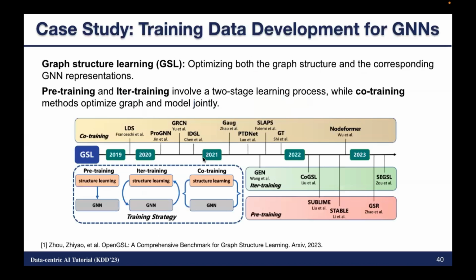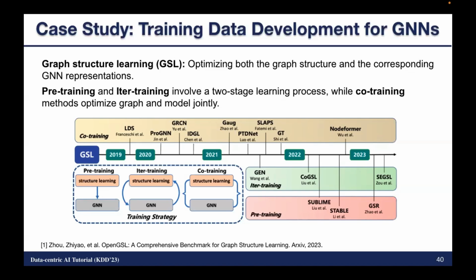I will list a few examples of recent efforts in this direction. The first direction is called graph structure learning. The idea is to optimize both the graph structure and the corresponding GNN representations. The motivation is that in a graph, sometimes the connection between two nodes could be wrong for different reasons, and there could be some missing links in the graph. If we can correct these errors, we may be able to get a better performance.